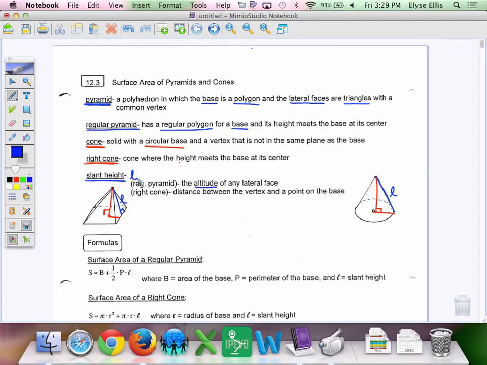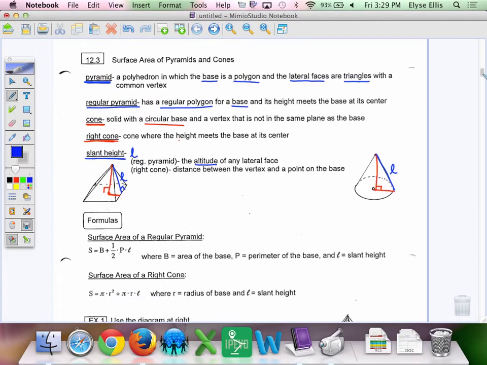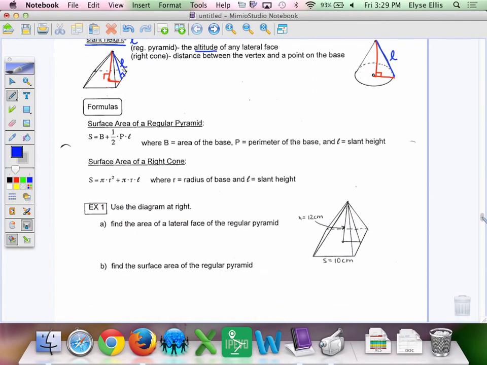Okay, so we have two new shapes, a lot more new vocabulary. We also have two new formulas. For the surface area of a regular pyramid, we have this formula here. I'm going to put it in a blue box for you. Its surface area is equal to capital B, that is the area of the base. Remember, your bases can vary. Plus 1/2 capital P, that is the perimeter, again, of the base, times L, that's your slant height. That one's a little bit new.